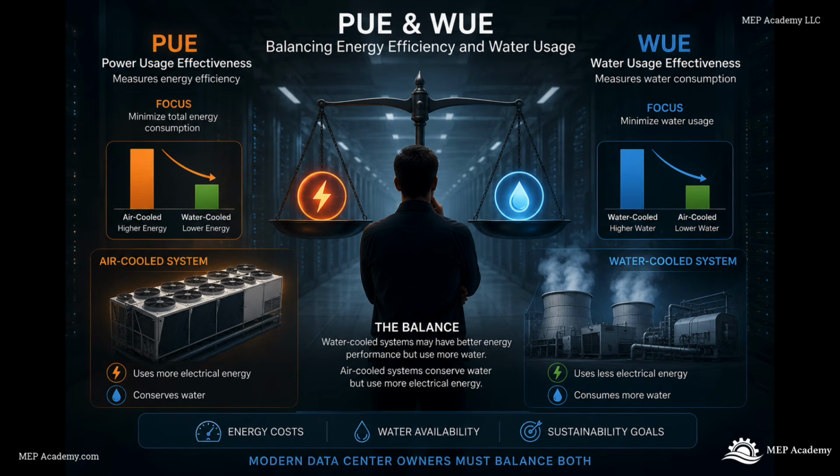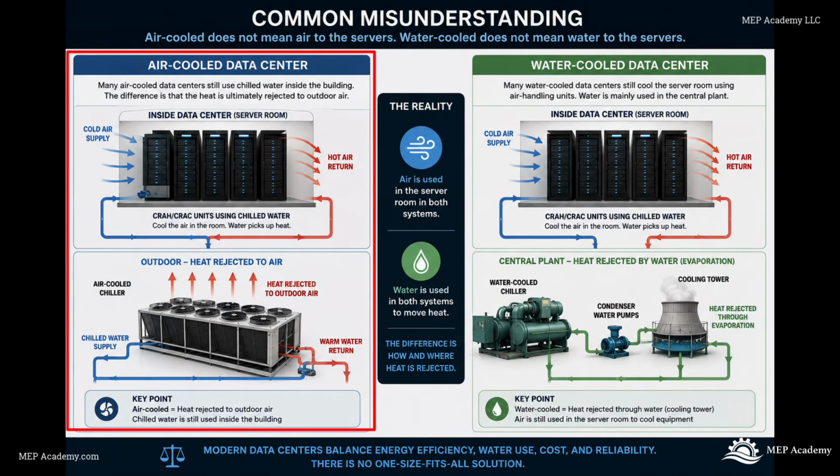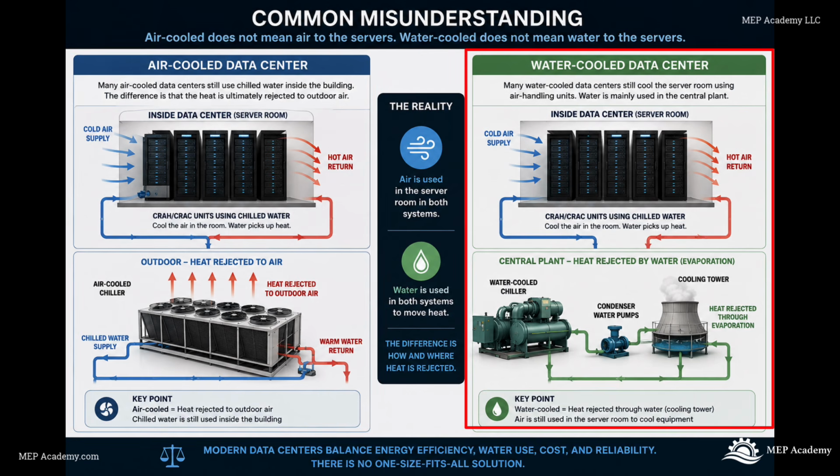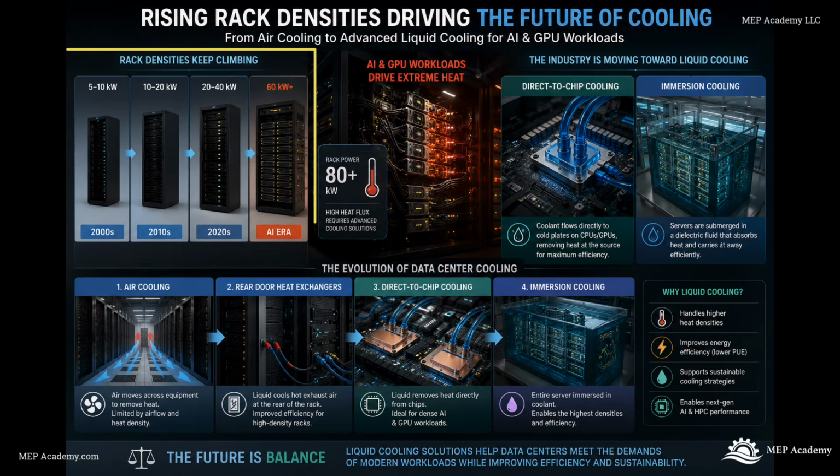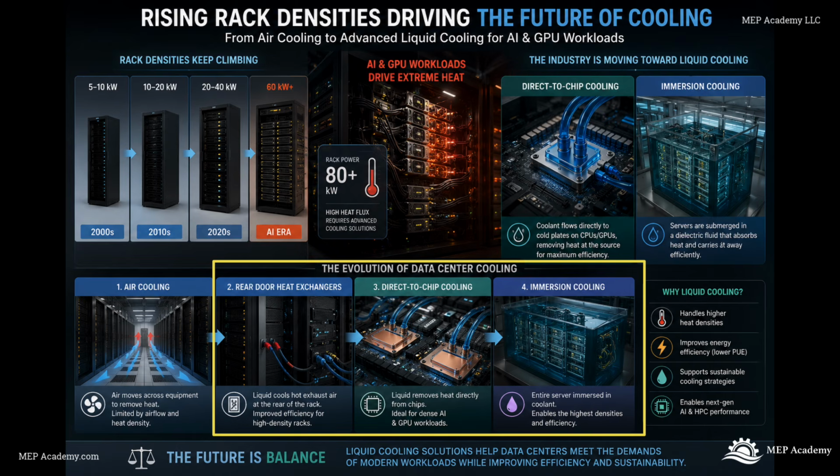Now let's clear up one common misunderstanding. Air-cooled does not necessarily mean the servers are cooled only with air. And water-cooled does not necessarily mean water is flowing directly to the servers. Many air-cooled data centers still use chilled water inside the building. The difference is that the heat is ultimately rejected to outdoor air. And many water-cooled data centers still cool the server room using air handling units. The water is mainly used in the central plant to transport and reject heat more efficiently. As rack densities continue to increase, especially with AI and GPU workloads, the industry is also moving toward liquid cooling technologies like direct-to-chip cooling and immersion cooling. We will cover those systems in future videos.